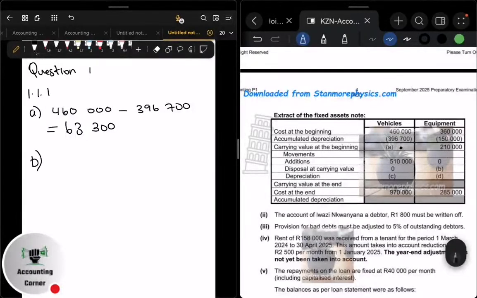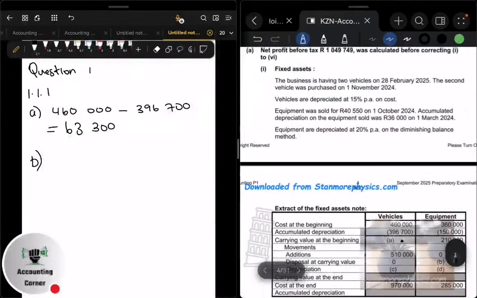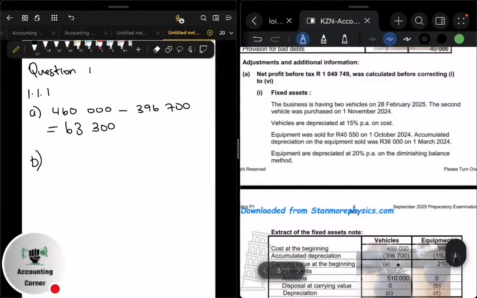The second one is B. Now it's on the equipment column. They're asking for the disposal at carrying value. Now let's see what other information they have given us on the fixed assets. In point 1, they said the business has 2 vehicles on 28th February 2025. The second vehicle was purchased on the 1st of November 2024. And vehicles are depreciated at 15% on cost.